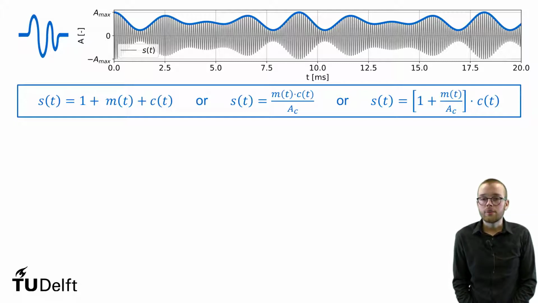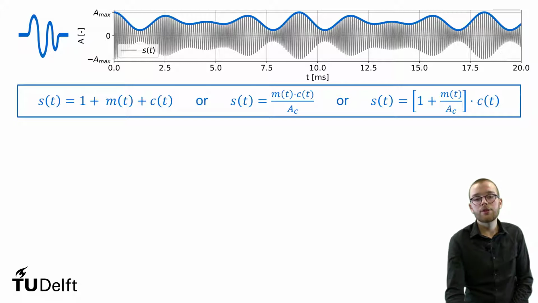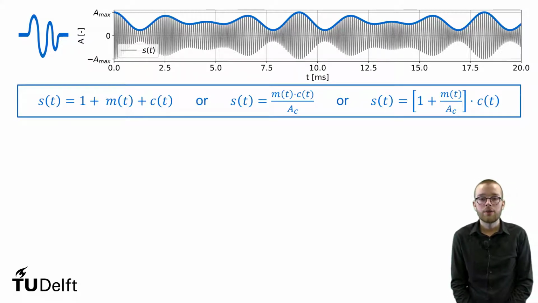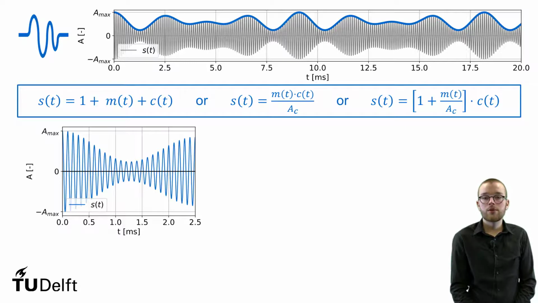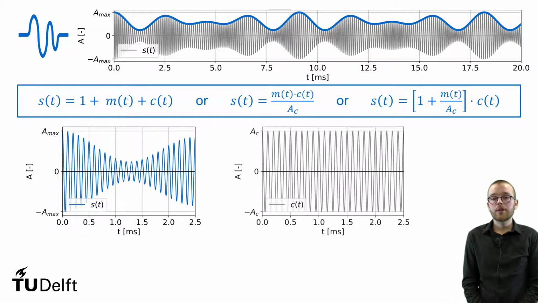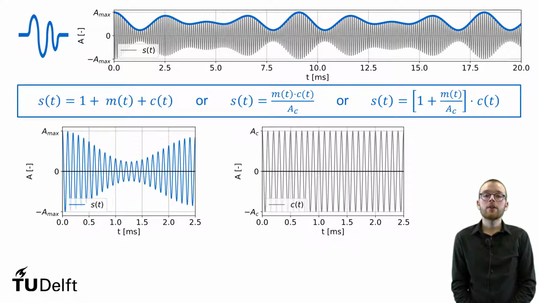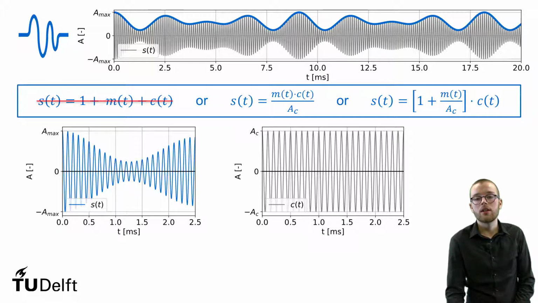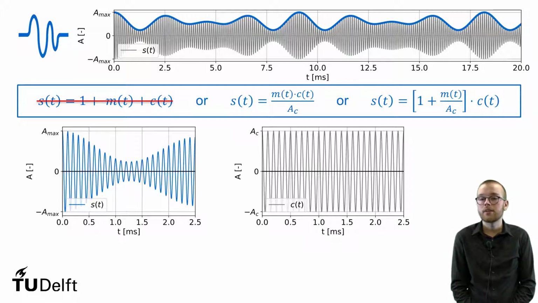Now, in order for us to determine this, let's take a closer look at the first 2.5 milliseconds of our signal, which is shown here. Let's compare this to our carrier signal. As you can see, our amplitude modulated signal, S of t, has the same 0 crossings as our carrier signal, C of t. This means that the product with C has to be involved inside our final amplitude modulated signal, otherwise it wouldn't be 0 at the points where C is 0. This allows us to cross out the first option, leaving us with either the second or the third option as the correct one for our final amplitude modulated signal.